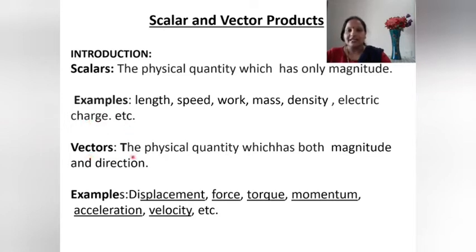Vectors are the other type of physical quantities, which have both magnitude and direction. Examples: displacement, force, torque, acceleration, velocity, momentum, etc.